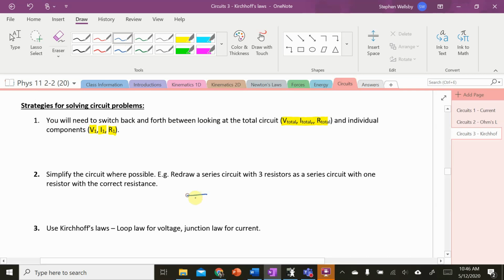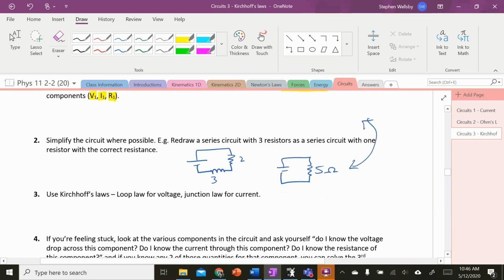So if I have a circuit that looks like this, with one resistor here and one resistor here, and this is 2 and this is 3, we know that the total resistance in the circuit is 5 ohms. So this would act the exact same way as if we had one resistor that was 5 ohms. So sometimes it's easier to redraw the circuit. And that ties into this idea of looking at the total resistance, total voltage, total current.